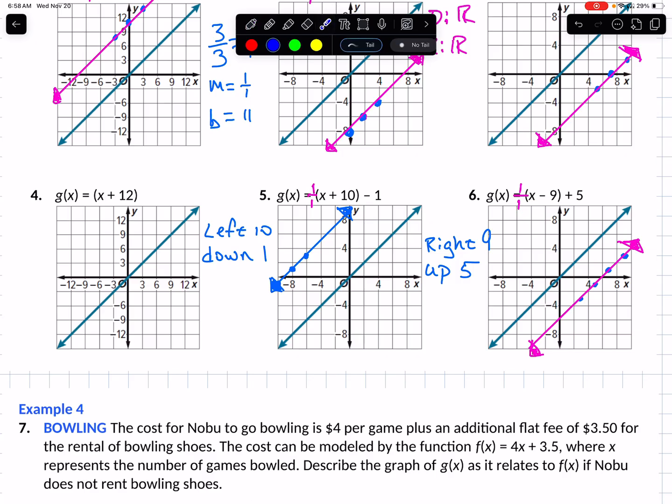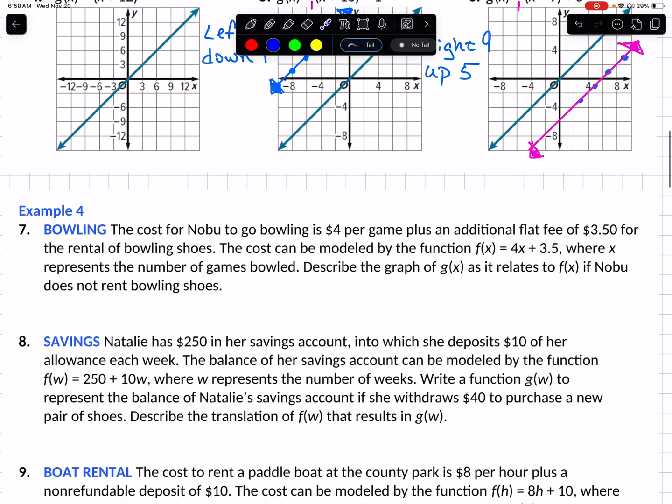So as we look at some of these story problems, they can be a little bit confusing. So let's go through and read the story problem. We're talking about bowling here. So the cost for Nobu to go bowling is $4 per game. The key here is that per. Whenever I see per or each, I always need a variable. Okay, and then we have plus an additional flat fee of $3.50. So that plus $3.50 is going to be the y-intercept of this graph.